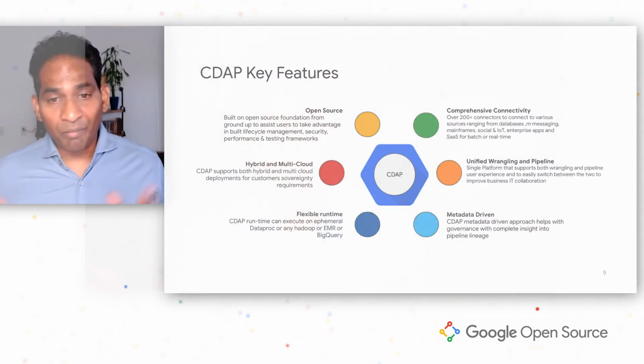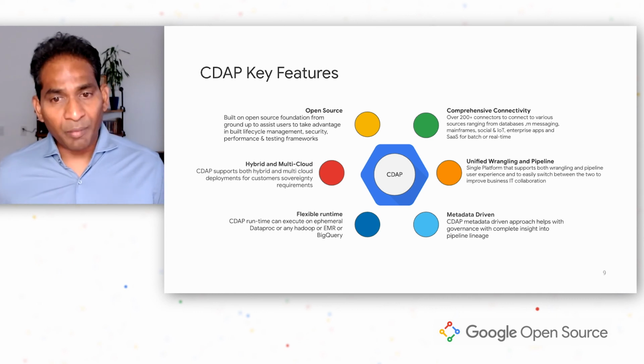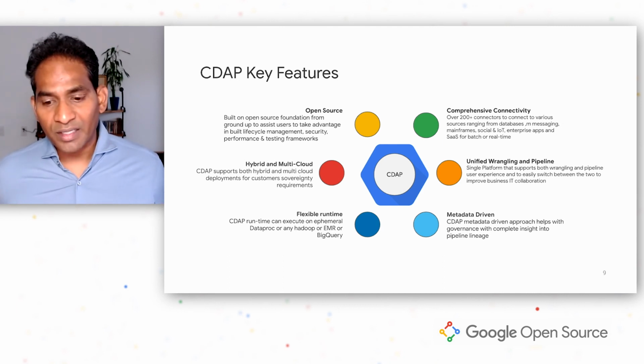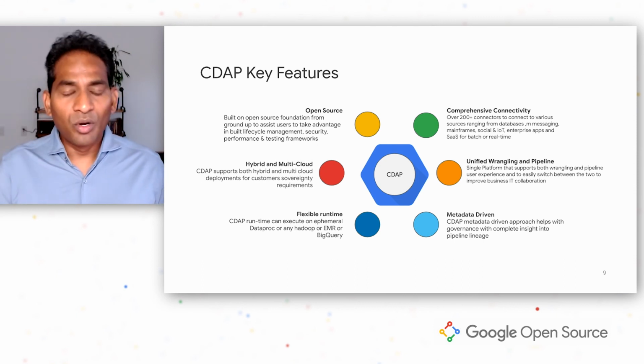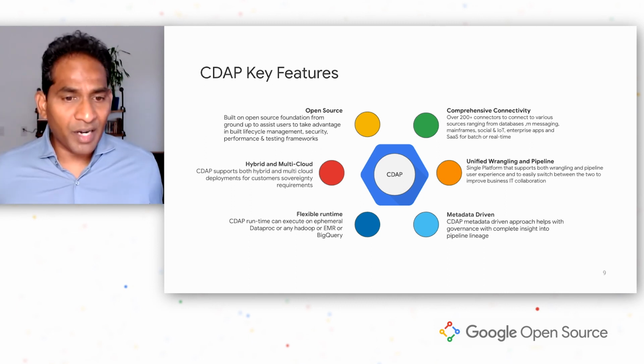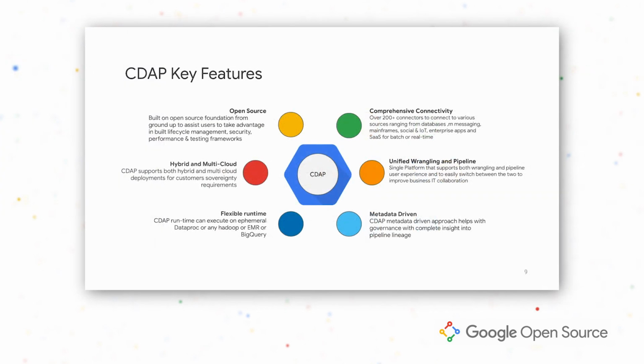Now, going back, I just want to touch upon the key features. One is that this is open source. We invest very heavily into open source from a Google standpoint, because we believe that you can build great technologies, but the greatness lies in the fact that the technology is available to everybody in the world. So everything is based on open source. It's a hybrid and multi-cloud environment. It allows you to have a flexible runtime where you can take the workloads and execute them anywhere. It comes with comprehensive connectivity, and it has unified wrangling and pipeline.